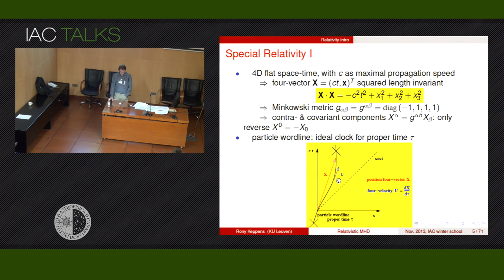And what I'm going to quantify is also the tangent vector in this 4-dimensional space to this particle world line, okay? And that is going to be my 4 velocity, right? That's 4 velocity, and that is the derivative of this 4 vector with respect to the time that I and I alone am happy with. Namely, I have my ideal clock traveling with me, and that sets my time change, okay? My proper time tau.